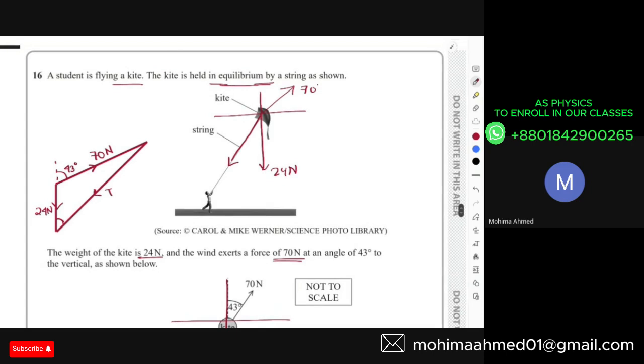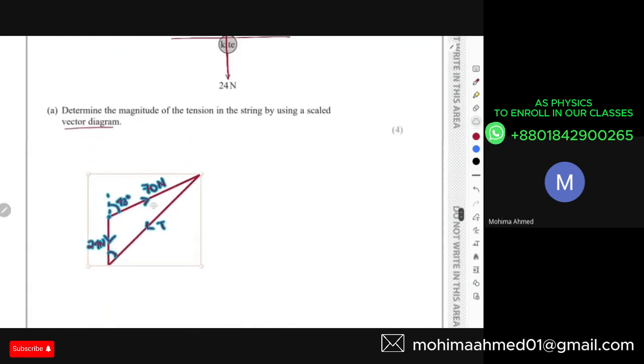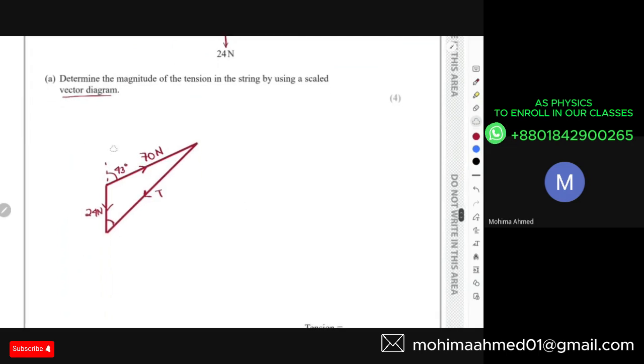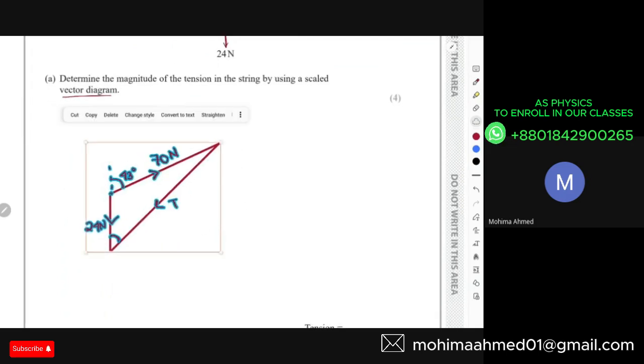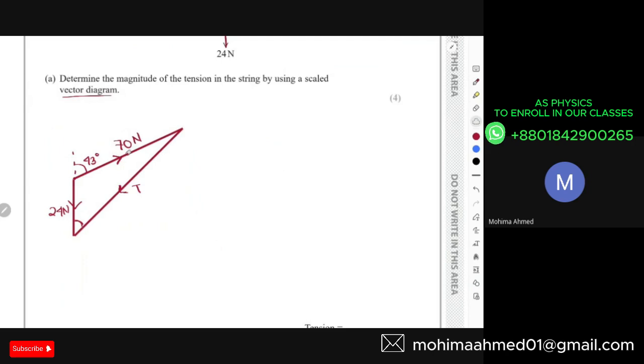Okay, if I'm using a vector diagram, then I just have to draw exactly this shape, but we have to make sure that my angle between this air resistance and weight is exactly 43. I have to measure this angle using a protractor. You can measure this angle, right? And again, after this, you have to use a scale to represent the 70 and 24. Now, obviously, I cannot consider 70 as 24. That's a very big value to represent on a diagram. So I have to use a scaling here, right?